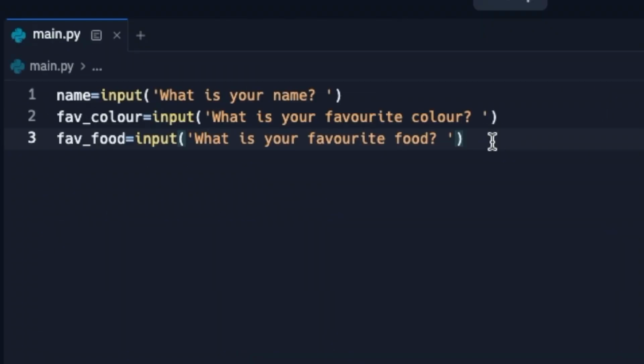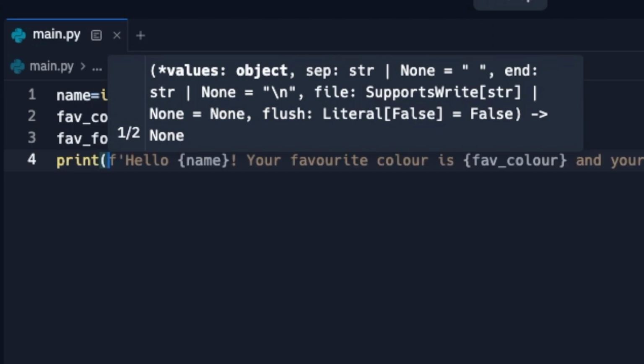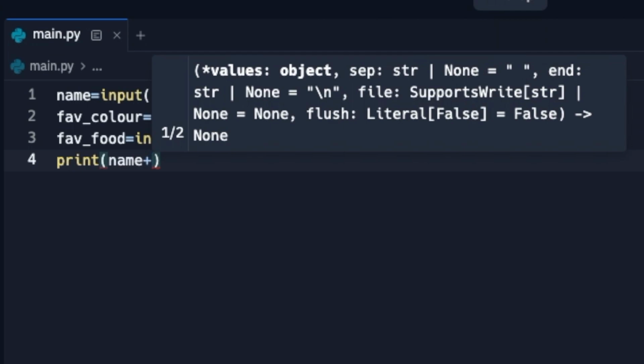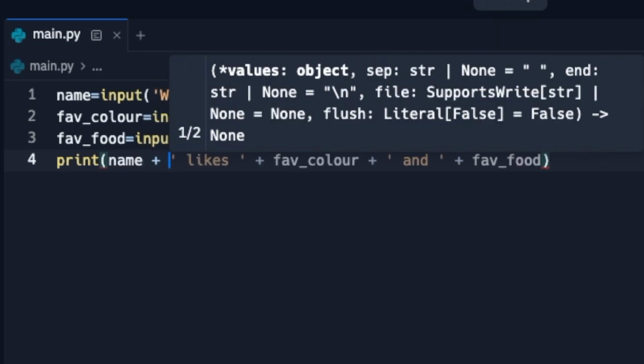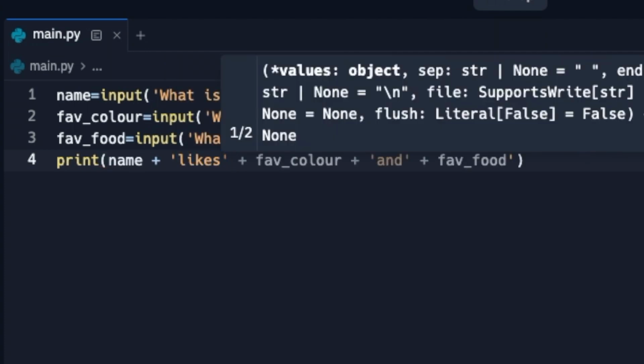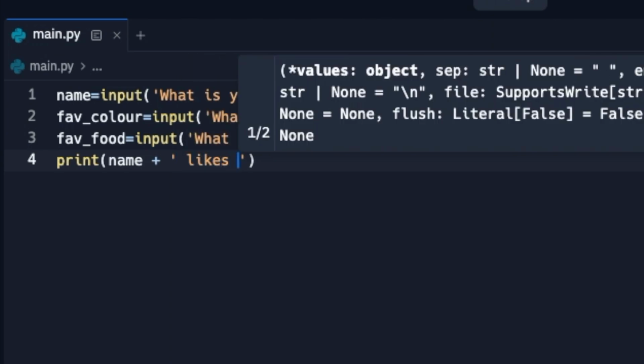Now, step 4 is putting all of the information that is given to us into a sentence. That sentence could be Anika likes pink and pizza. So to do that, we could write print, then brackets, so this would be name, plus, then you put the apostrophe, likes, and also remember to put a space before the word and after the word, so it looks like a sentence.